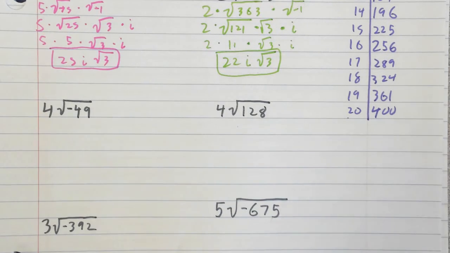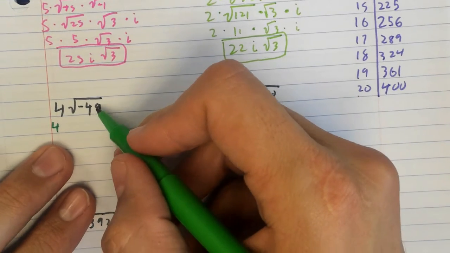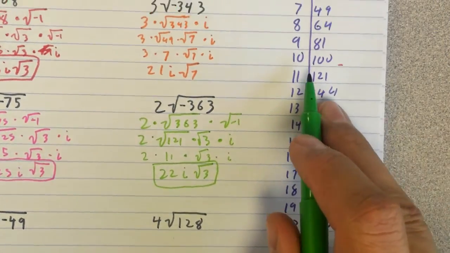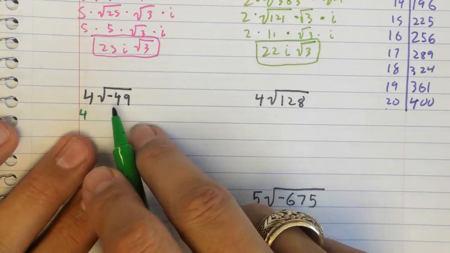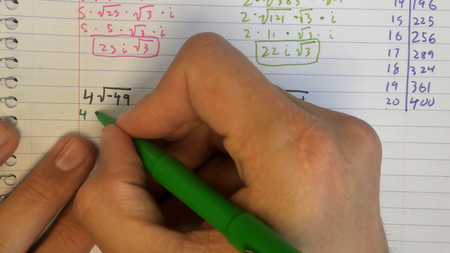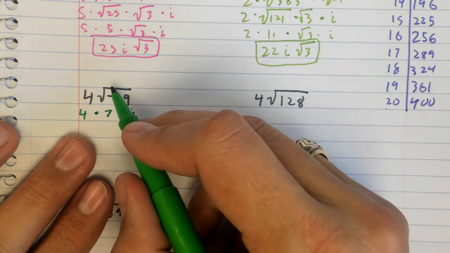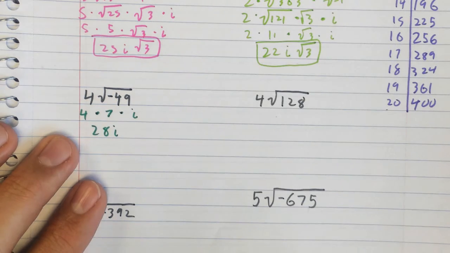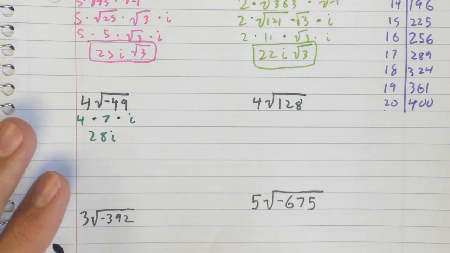This one should be pretty quick. 49 is easily recognizable. The square root of 49 is 7. So that would be 7, and then I'm going to need that i because it's negative. 4 times 7 is 28i. Just a little bit quicker than usual, going at it that way.